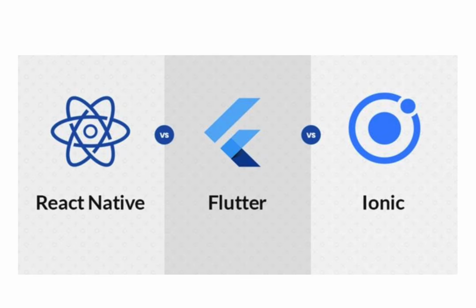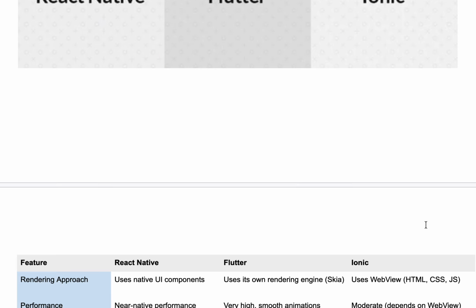Now, Ionic is different from both. Ionic uses web technologies like HTML, CSS, and JavaScript. It basically runs your app inside a web view that makes it very easy for web developers to build mobile applications quickly. Now let's dive into some of the features and let's have a tabular comparison of each.